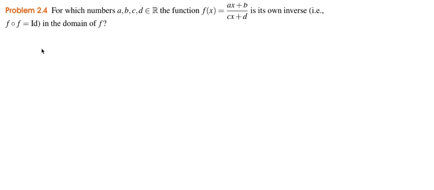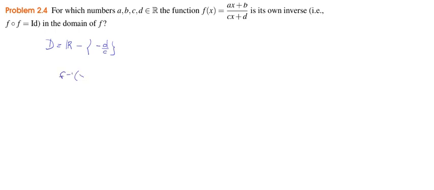Okay, so first, the domain of f is the reals minus the value that makes the denominator 0, but in this case you can see it's minus d over c. That's the number. So yeah, that's the domain.